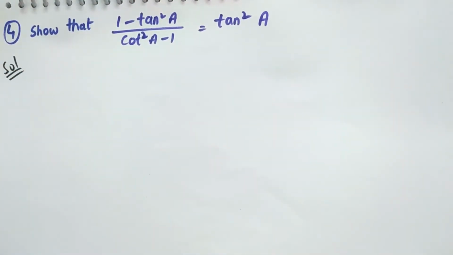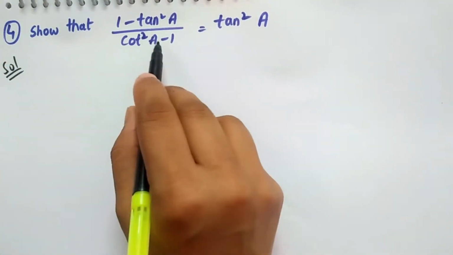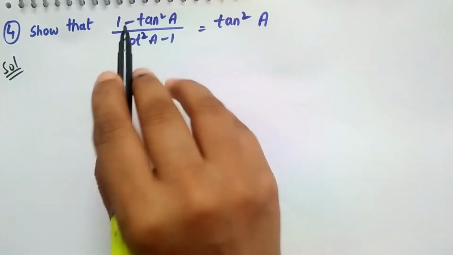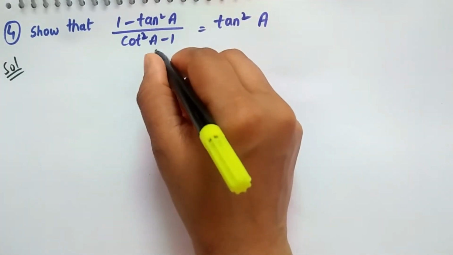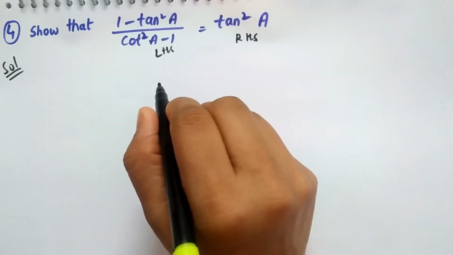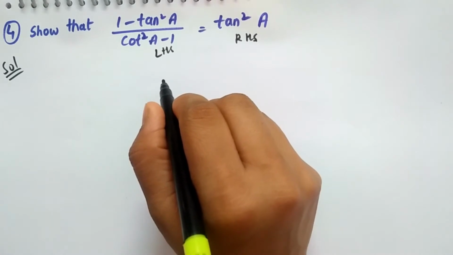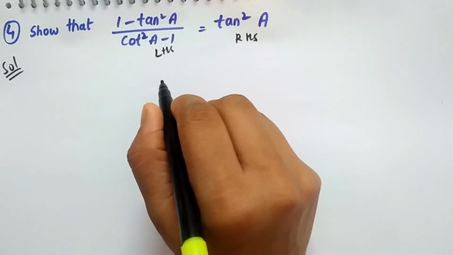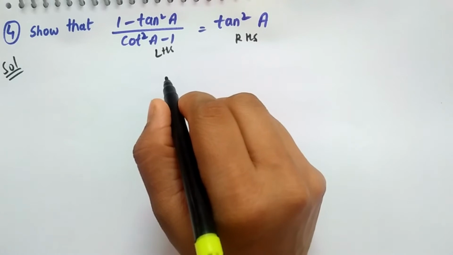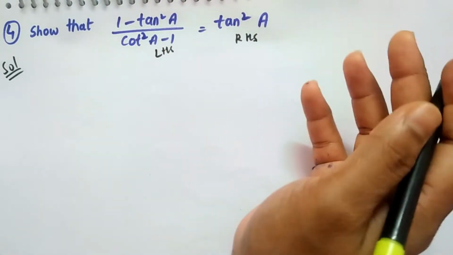Now we'll quickly move on to the fourth problem, that is, show that 1 minus tan square a divided by cot square a minus 1 equals tan square a. We need to show this. So again, it's a matter of LHS and RHS. Whenever you are given tan and cot, you should be happy that you can directly substitute the sine and cos formula and then proceed with your calculations. That will be the easiest one. Directly you will get the tan square answer.